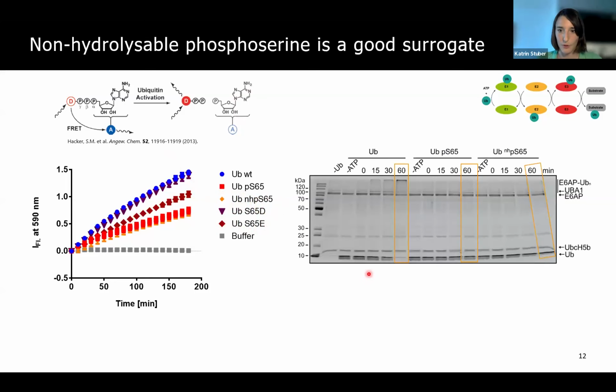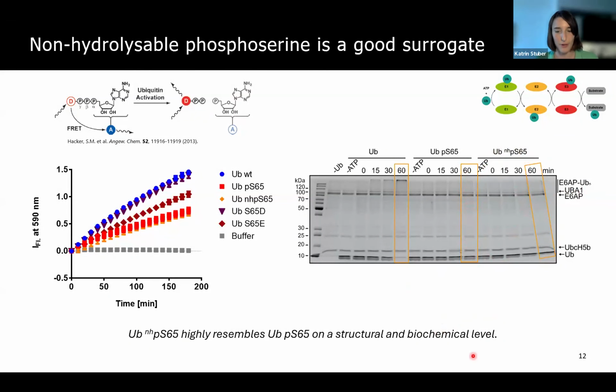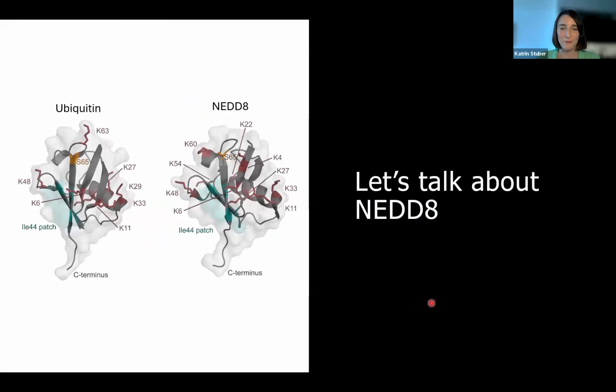And we could also show in E3 ubiquitination assays that phosphorylated ubiquitin and non-hydrolyzably phosphorylated ubiquitin behave the same and are less well used for ubiquitination of E6AP in this case. So overall, we could show that on a structural and biochemical level, the non-hydrolyzable analog really resembles the real phosphorylation well. And now I would like to talk to you about NEDD8.